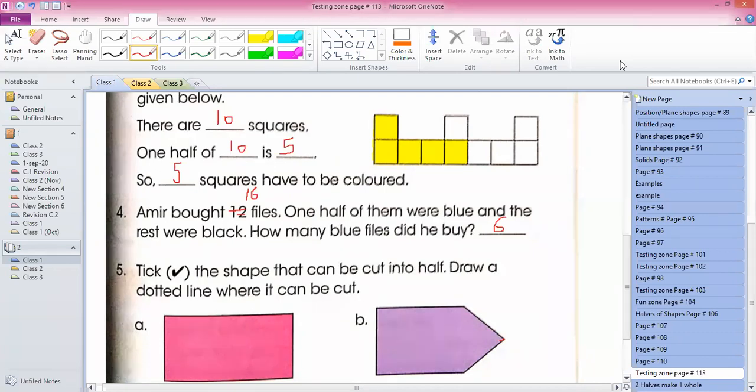Total 16 files he bought. You have to find out half of 16. Half of them were blue. How many blue files did he buy if there are 16 files he bought?